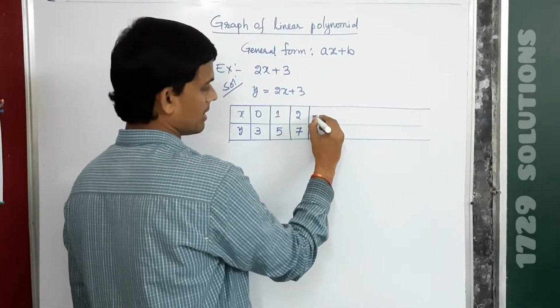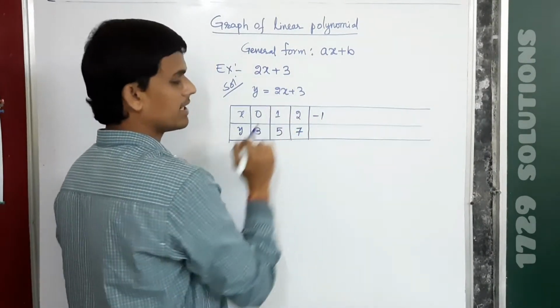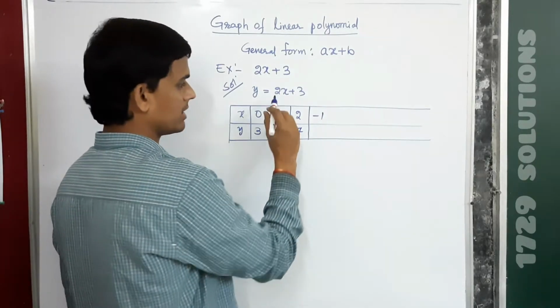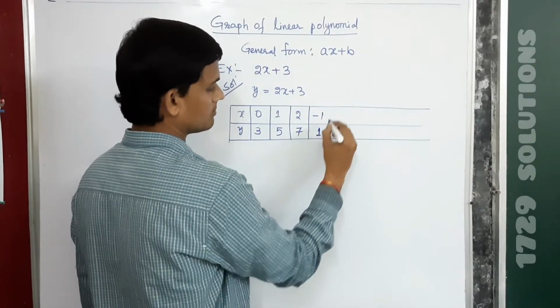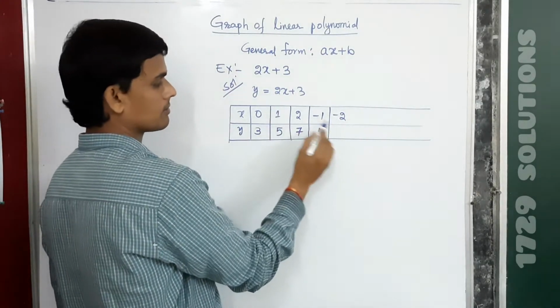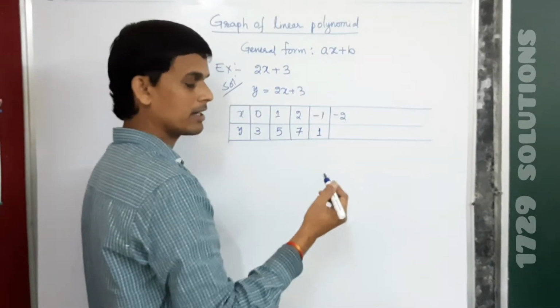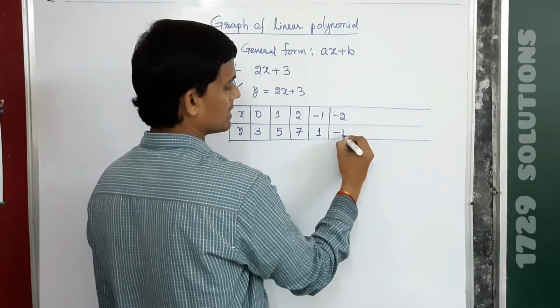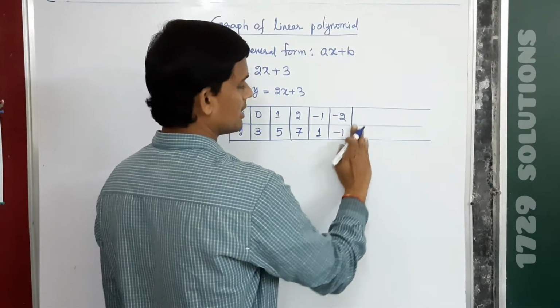A few negative numbers also. So I want to substitute minus 1: 2 into minus 1 is minus 2, plus 3 is 1. Next I want to substitute minus 2: 2 into minus 2 is minus 4, minus 4 plus 3 is minus 1. This is enough.